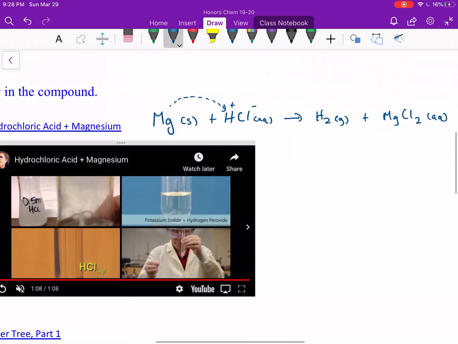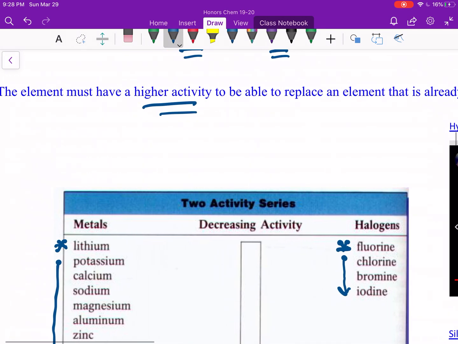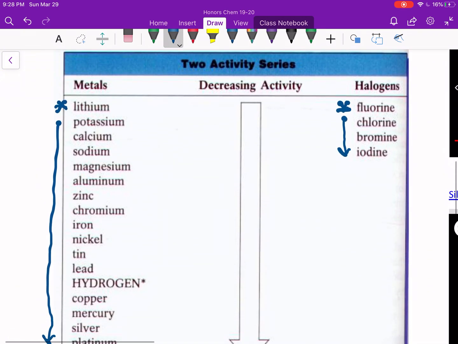Now, if we go back to see, well, how is that possible? Well, here we see that we have magnesium. It's right here. Hydrogen's here. So magnesium is above hydrogen, and it's going to be able to replace it. So we see the bubbles start to form.